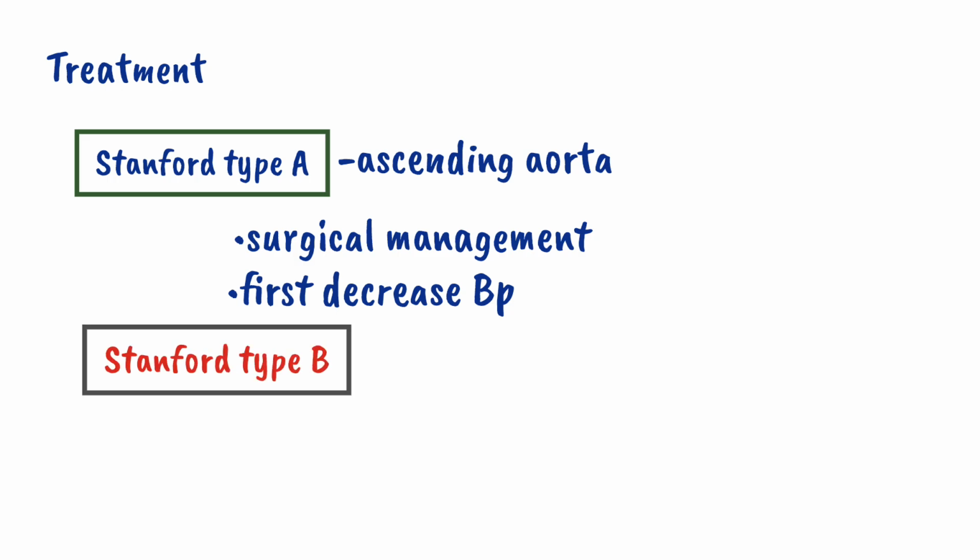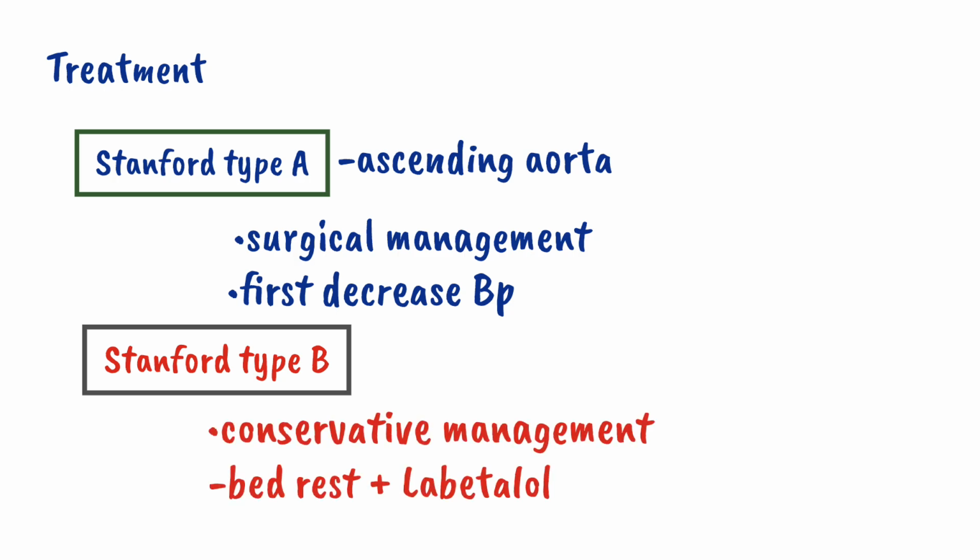While in a Stanford type B, the treatment approach is conservative. We advise the patient bed rest and we will reduce the blood pressure with IV labetalol to prevent the progression of aortic dissection. So it was all about the Bakey's and Stanford classification.